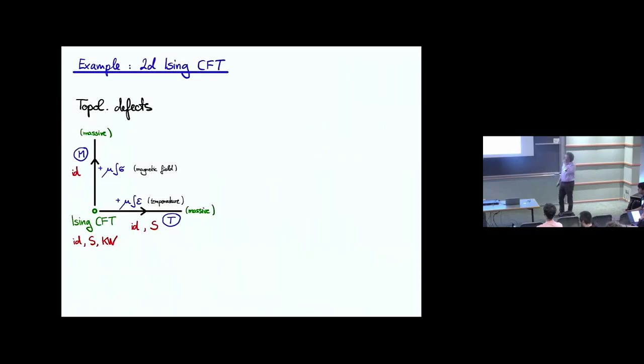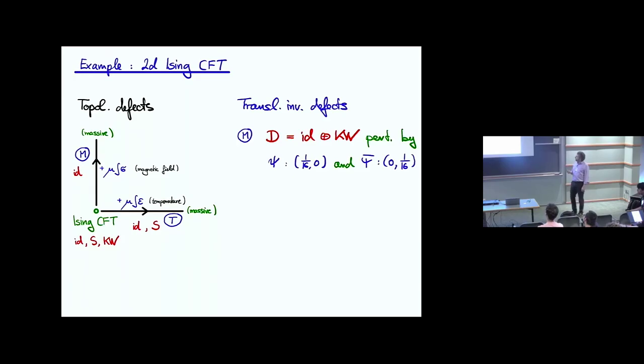So let's look at this in the Ising CFT, which was our example. We had these two directions, the magnetic and the temperature perturbation. In the magnetic direction, there's at least one more defect you can have. And the way you construct this is you take the identity and the duality defect at the critical point and you perturb it by these two fields, and that solves the commutation condition. And so this defect persists along this line of this magnetically perturbed Ising model, right?